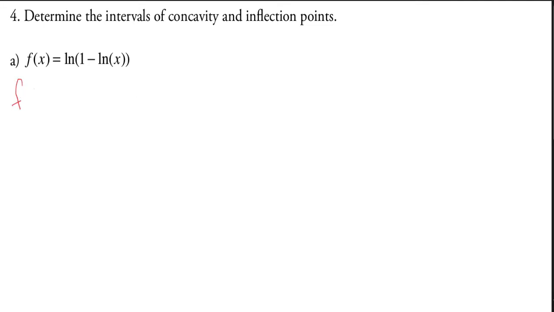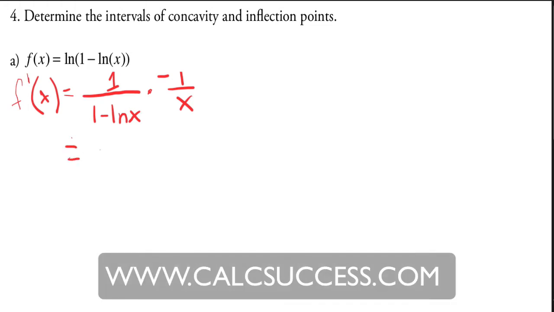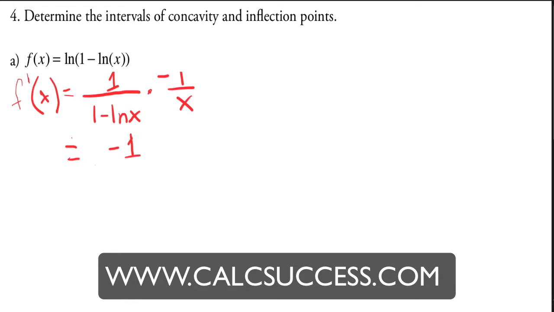So the first derivative is going to equal 1 over the inside of the log, so 1 over 1 minus ln of x, times the derivative of the inside, which is negative 1 over x. Okay, so let me simplify this a little bit. So this is going to be negative 1 over x times 1 minus ln of x.